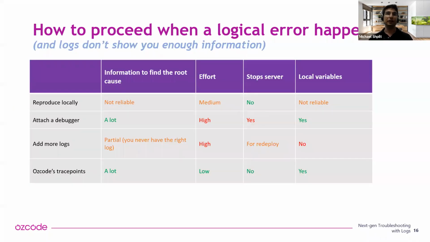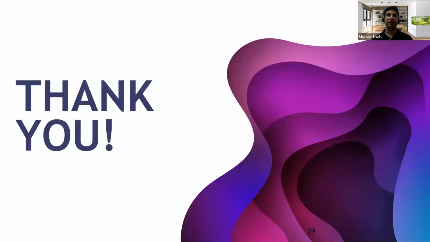Okay, so here's a small table of how we proceed when a logical error happens and the logs don't show you enough information. Reproduce locally, we talked about that. That's basically guesswork. Attach a debugger, a lot of effort. Add in more logs, also a lot of effort. I don't want to redeploy stuff and reproduce bugs. And Ozcode's Tracepoints pretty much solve a lot of those problems. You get dynamic logging, you get snapshots with local variables. Yeah, and that's basically it.